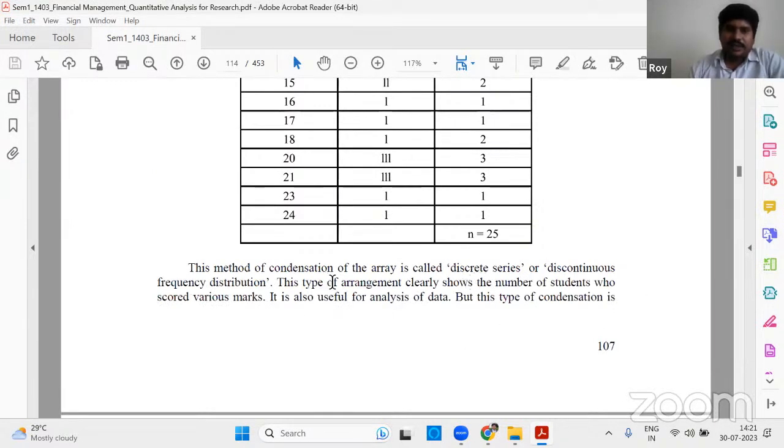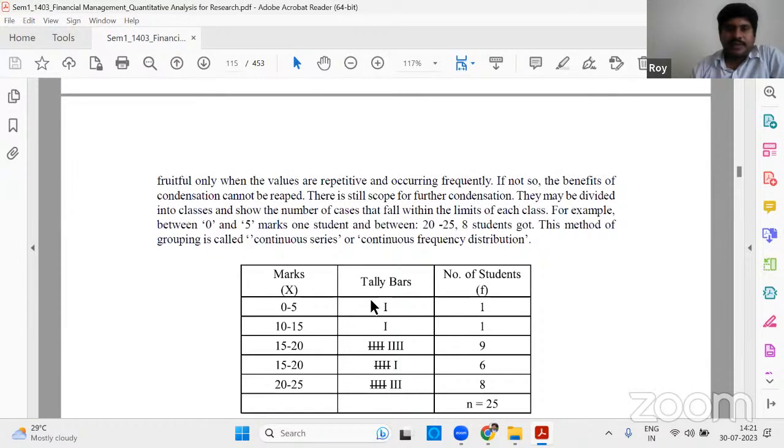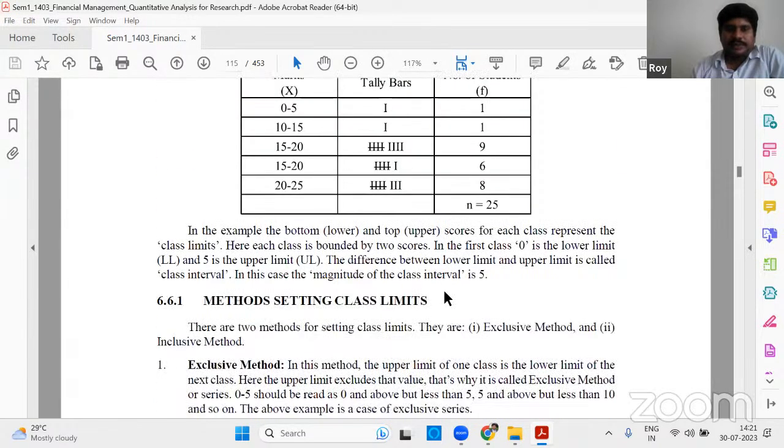Discrete series. The method of condensing the array is called a discrete or discontinuous frequency distribution. This type of arrangement clearly shows the number of students who scored various marks. It is also useful for analyzing the data. See this, like this.